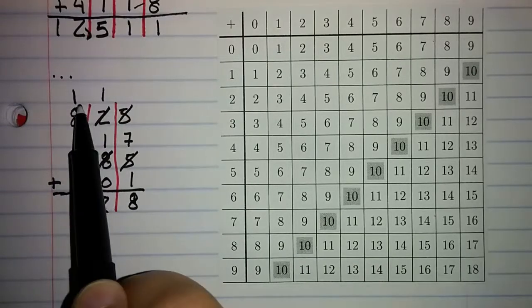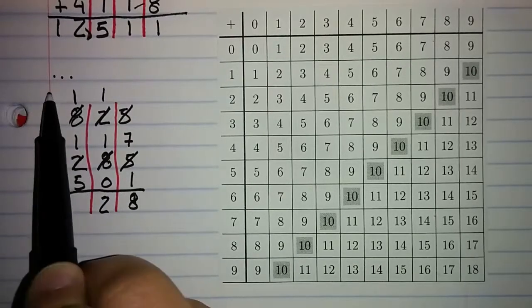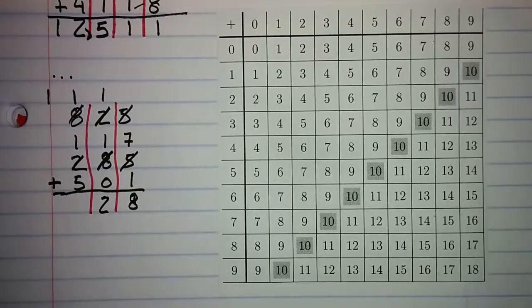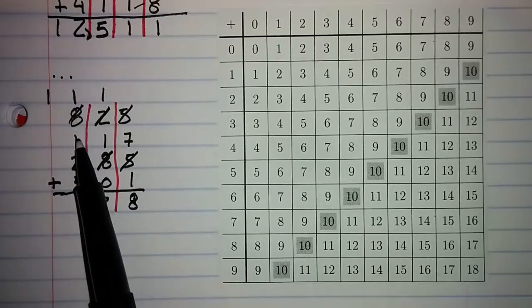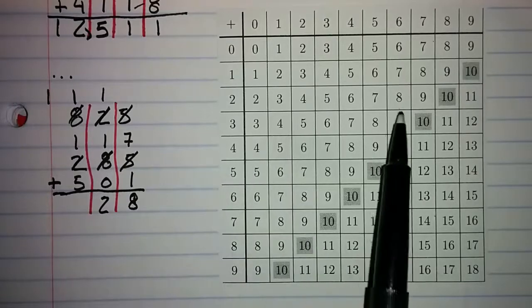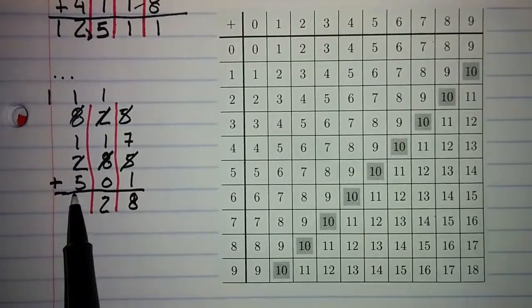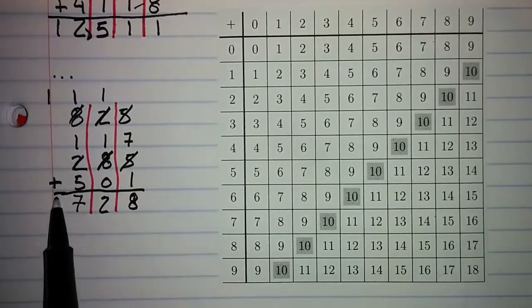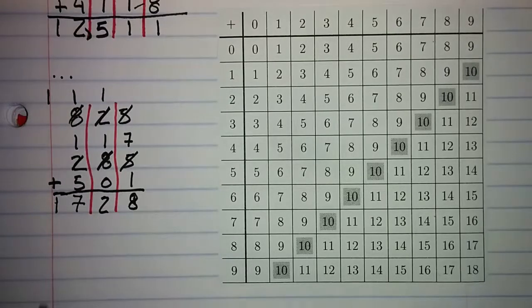In the hundreds place, I see 8 and 2. That makes 10. And that's it. 1 and 1 is 2, and 5 is 7. So let's see. All I have in the thousands place is 1. So the total works out to 1,728.